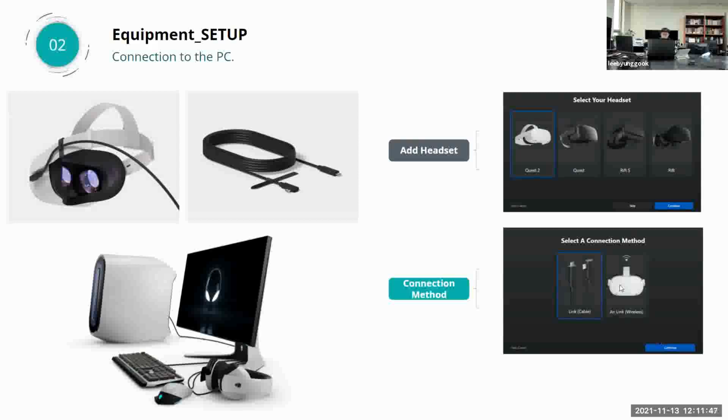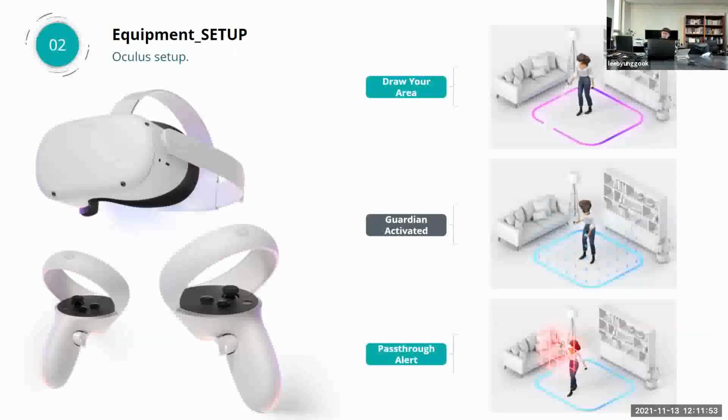So from now, it's all the setup in equipment on PC. The next step, we build the setup in Oculus. The first step, you have to draw your area, and the next step is gradient active, and the last step is about the pass-through. You have to make sure.